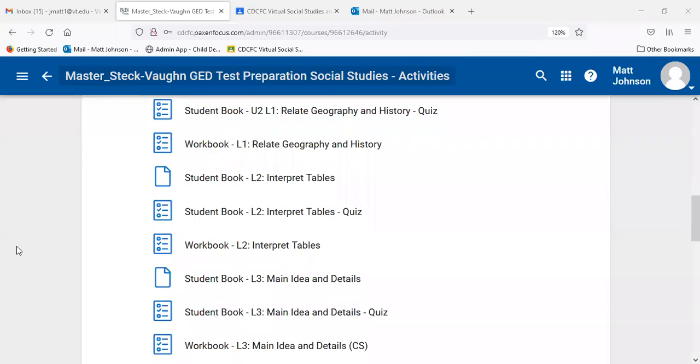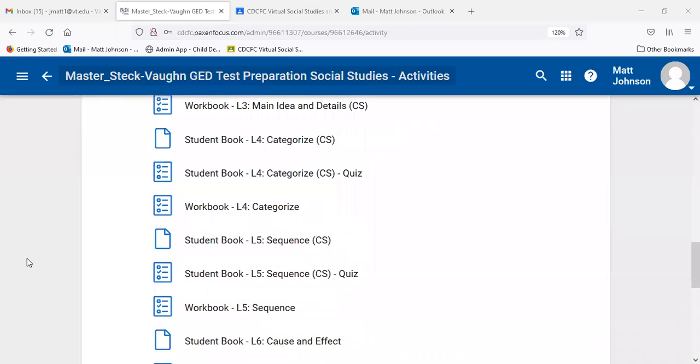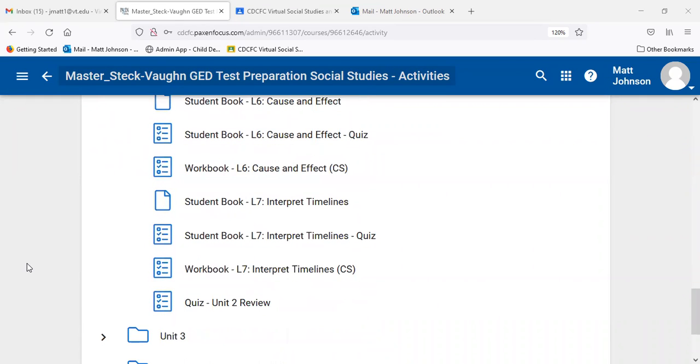Okay, and today's going to be Interpret Timelines, Lesson 7 in Unit 2. And we'll go ahead and get started here.